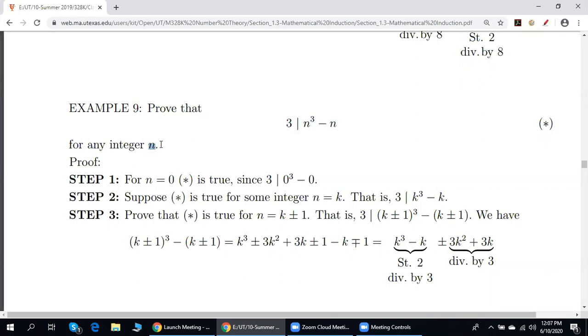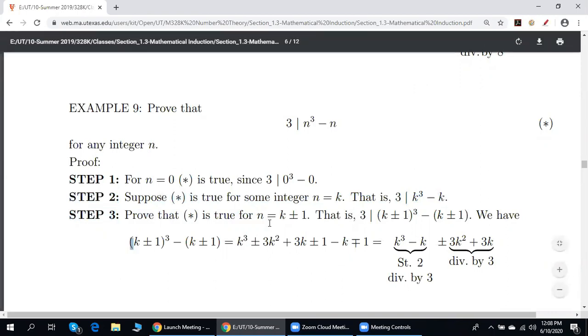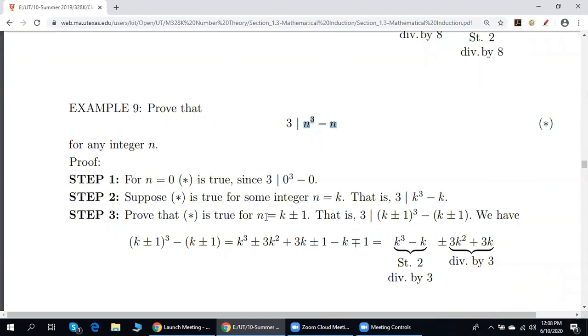In these 2 problems, step 1 will be absolutely the same. We will start with n equal to 0. In these 2 problems, step 2 will be absolutely the same. Step 3 will be different. In problem number 1, n will be equal to k plus 1, because in problem number 1, we want to prove that 3 divides this for any integer n greater or equal to 0. In problem number 2, n will be equal to k minus 1.